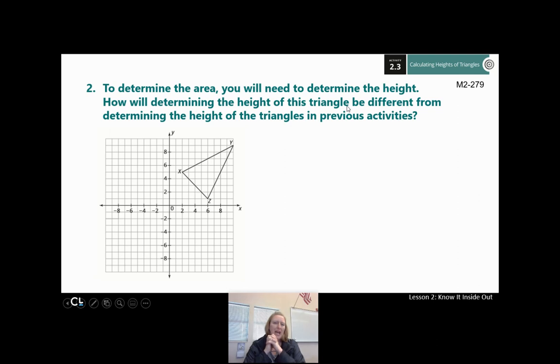How will determining the height of this triangle be different from when we determined the height of our triangles in activity 2.2 in the last lesson? Hit pause, jot down why you think this is going to be a little different, and then hit play when you're ready to keep the discussion going.